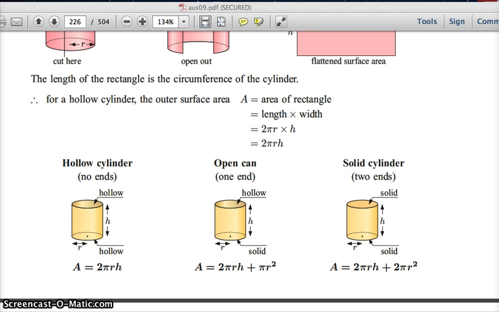I'm just going to go through the cylinders, okay? And I do have a cylinder here, so we'll pass that around in a minute. But there's three versions of your cylinder that you can be looking at. One type of cylinder and formula has no ends, one has one end, and one has two ends. So this is like your aluminium can that you drink out of, okay?